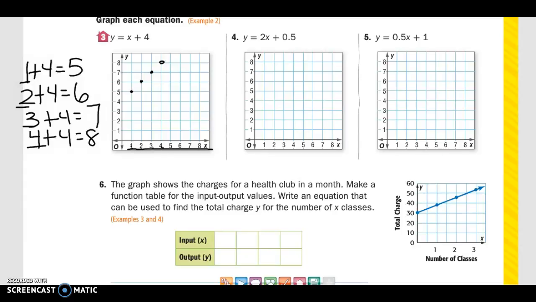And as always, you can also start with 0. I forgot to do 0, so 0 plus 4 equals 4. We draw the line, add our arrow because our line will continue to go in that pattern.